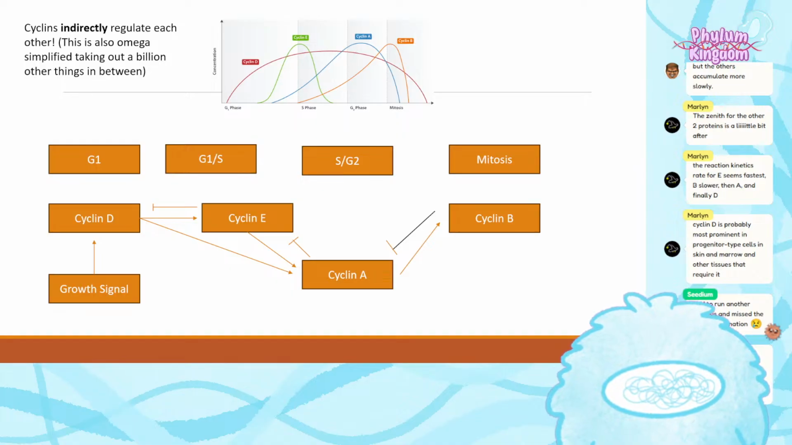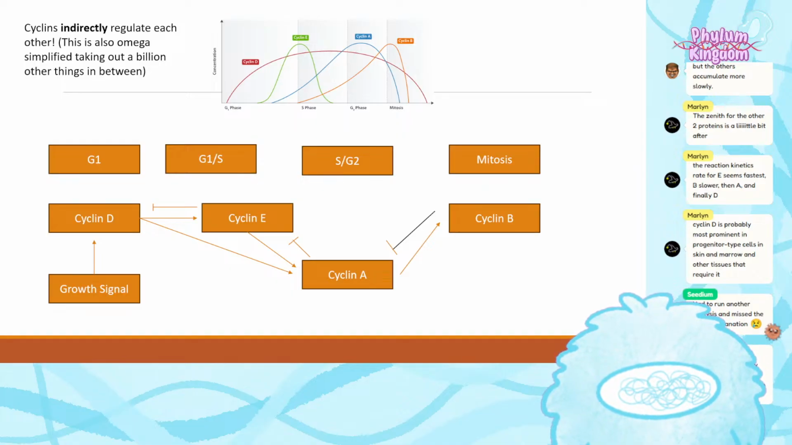When you get a growth signal, you get an accumulation of cyclin D. Cyclin D activates cyclin E. That's why you see this green curve lag behind the red curve. But as you get an increase in cyclin E, you see a breakdown of cyclin D because cyclin E negatively regulates cyclin D. That's why this is fast at first and then it gets slower over time.